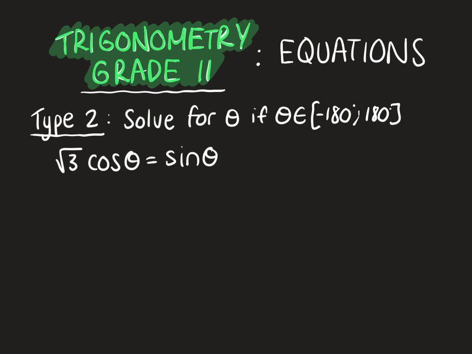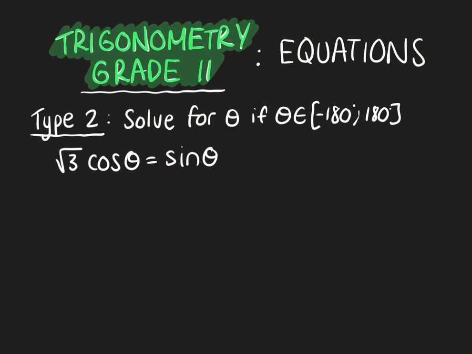So what we're going to look at is we've been given: solve for theta if theta is an element of minus 180 to 180, and it's saying that root 3 cos theta is equal to sine theta. Now what's already coming into my mind is, whoa, we've got two different trig functions here, which is very new to me in terms of equations. So what approach do I take?